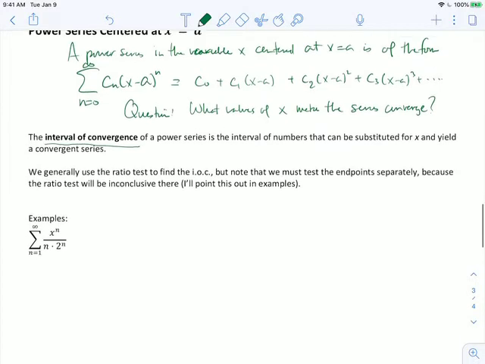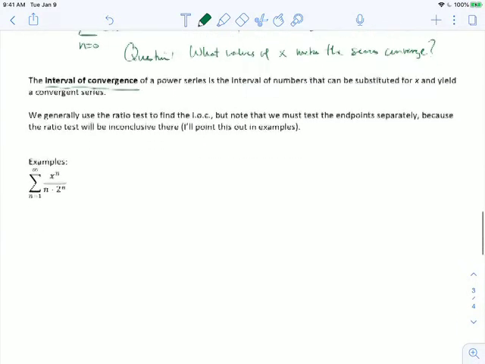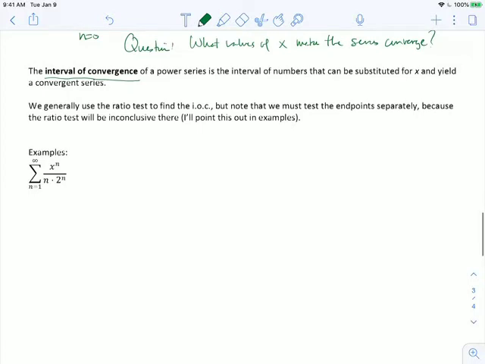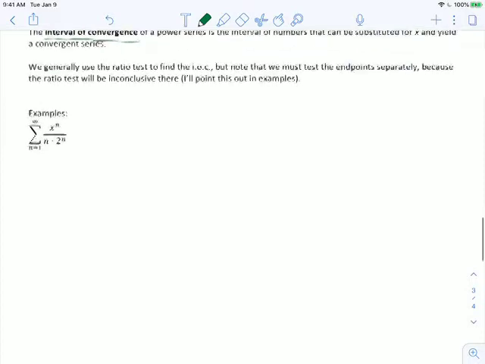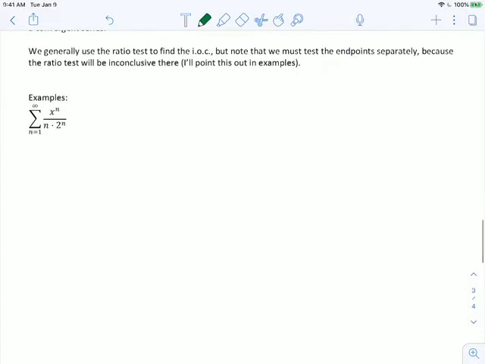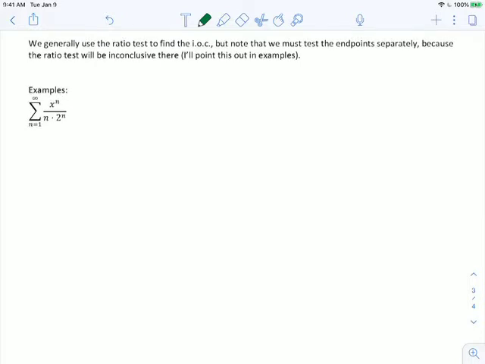So I've got a few examples here I want to try to work, and we're going to get a good workout with the ratio test as well. So our first example is the summation n equals 1 to infinity of x to the n over the quantity n times 2 to the n. I'm going to be writing out here my general terms.